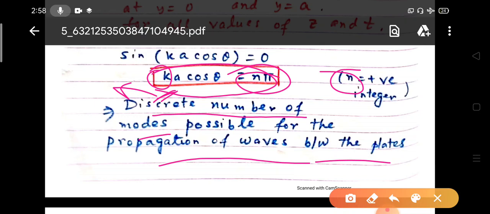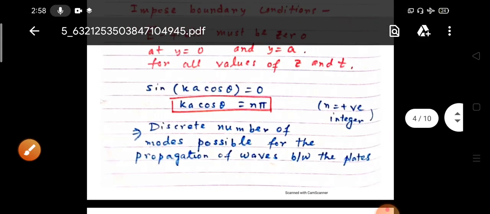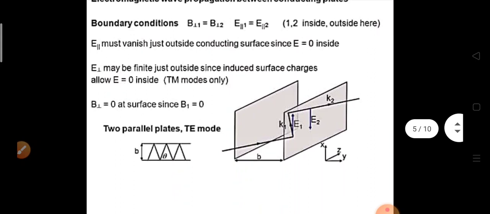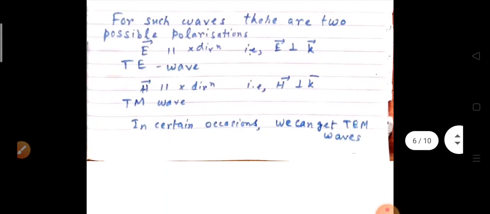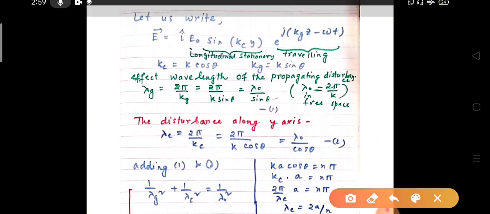Whenever you are confining it within certain boundaries, the nature is not the transverse electromagnetic wave nature, like the electromagnetic wave propagating in free space. The nature will be different, and it will be decided by certain properties. Now this we have already told. Okay, now go to the next slide, where let us write the electric field.